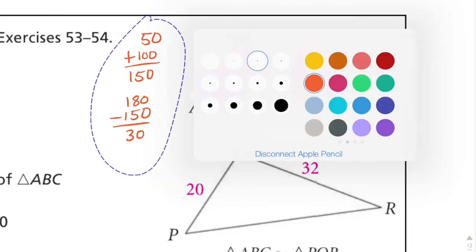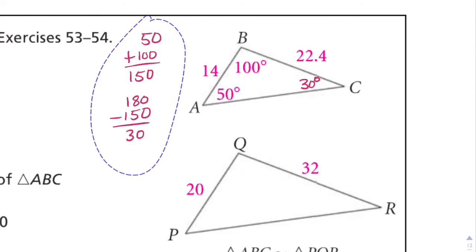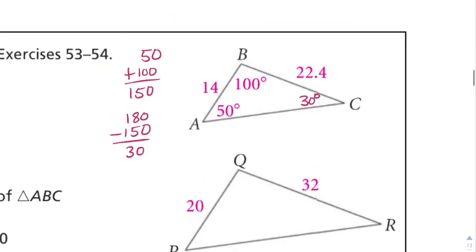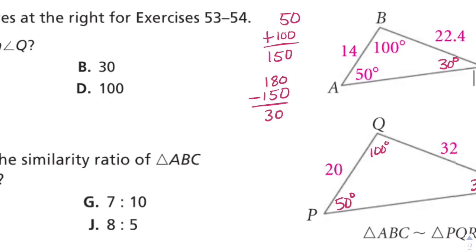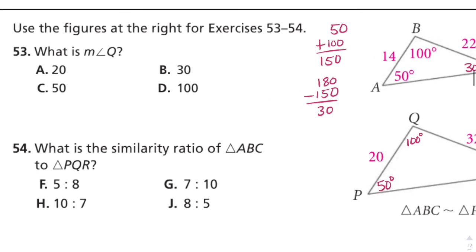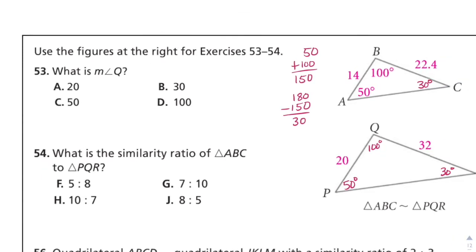And now I'm going to take a look at the triangle down here. Let's look at our order. A, B, C is similar to PQR. So it looks like the order is exactly the same. I'm going to put in the missing information that matches. So A matches P, B matches Q, and C matches R. Let's see what the question is here. What is the measure of angle Q? Well, I quickly found that. That was 100 degrees.